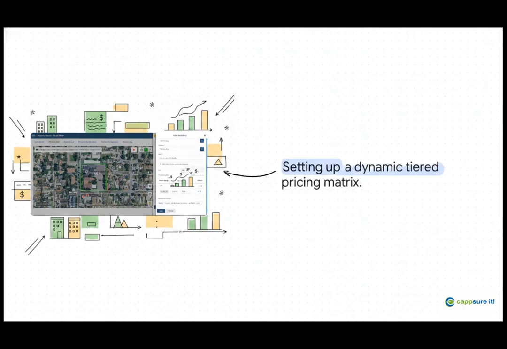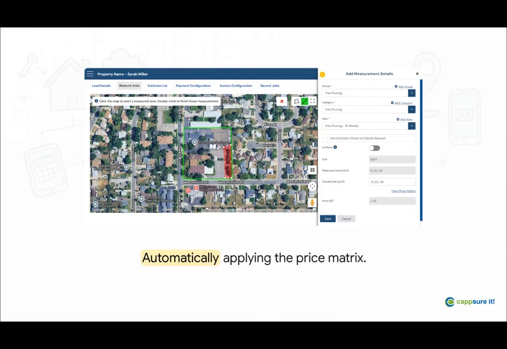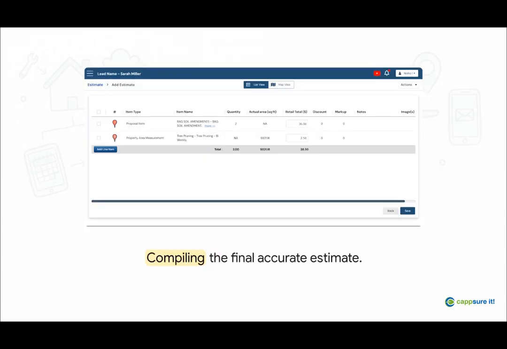Moving over to the measurement details, watch how the software instantly takes that 9,321 square foot area and applies that dynamic matrix price of $2.50 we just set up. By automatically marrying your map data with your predefined pricing matrix, the system ensures your margins are dead-on accurate every single time. From there, all of this data flows directly into your estimate list.